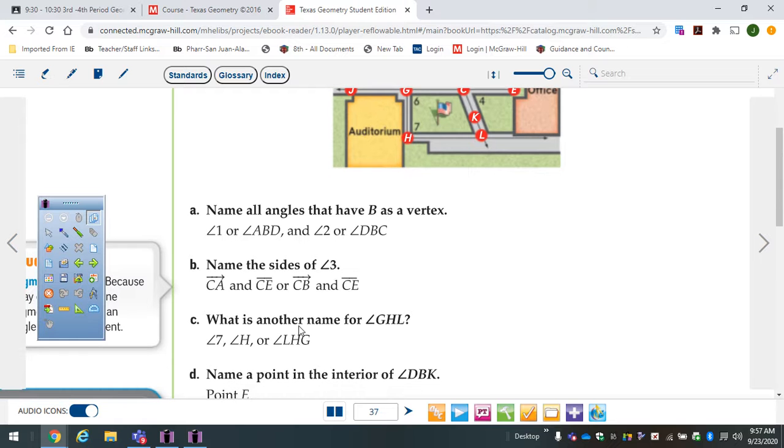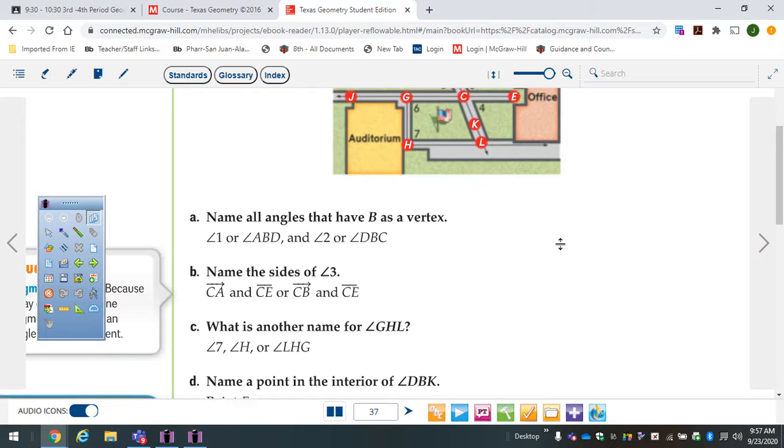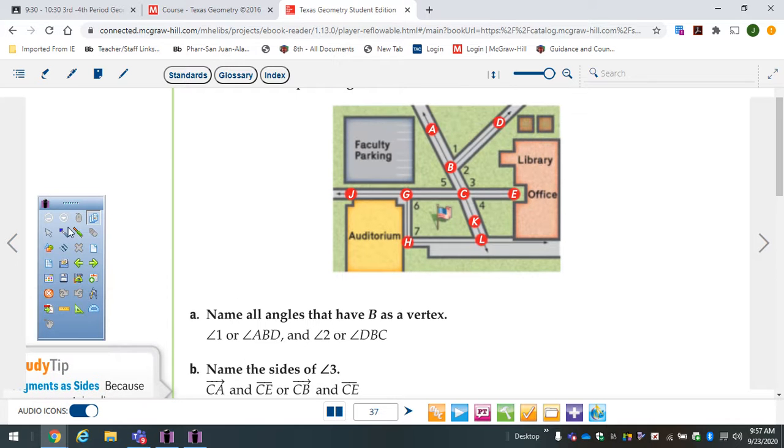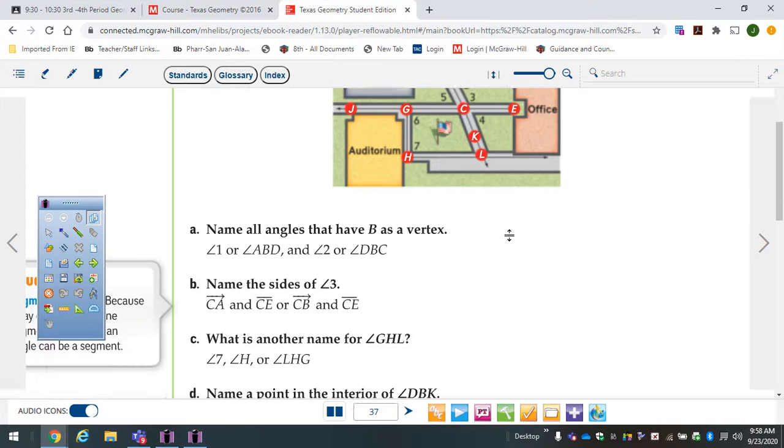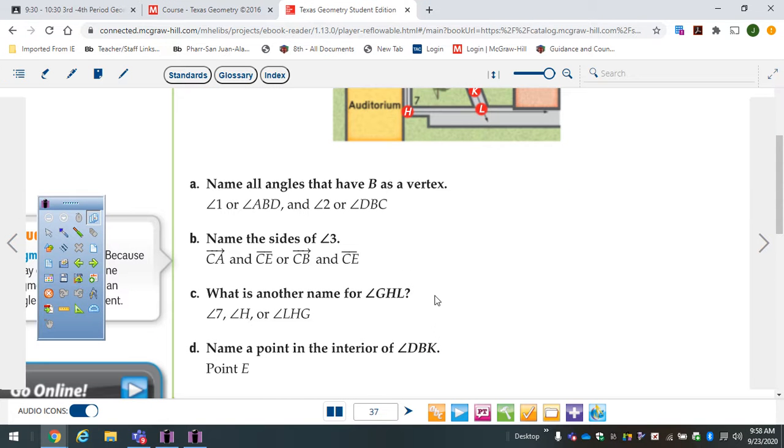Okay, last one. Name a point on the interior of DBK. So they're talking about D to B and then to K. They want one that's in the interior. What point would be on the interior? D, B to K. For the interior, we're going to go to the smaller side, okay? A point in here, point E, and point E.